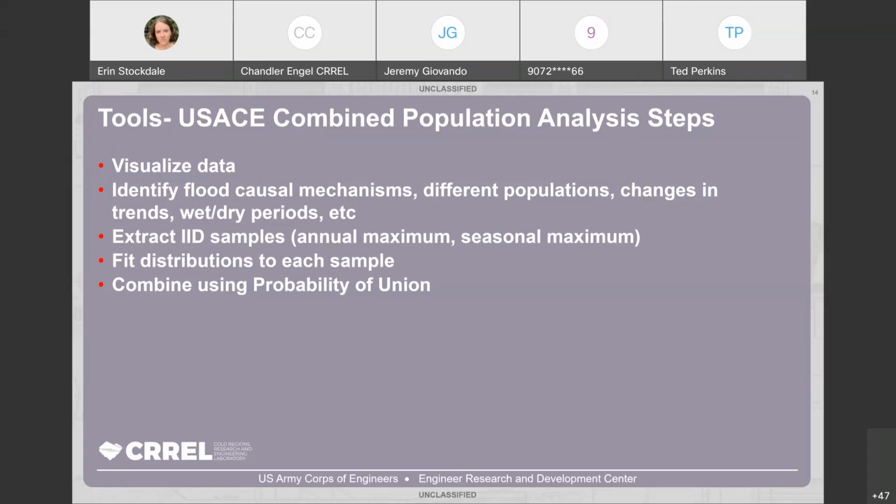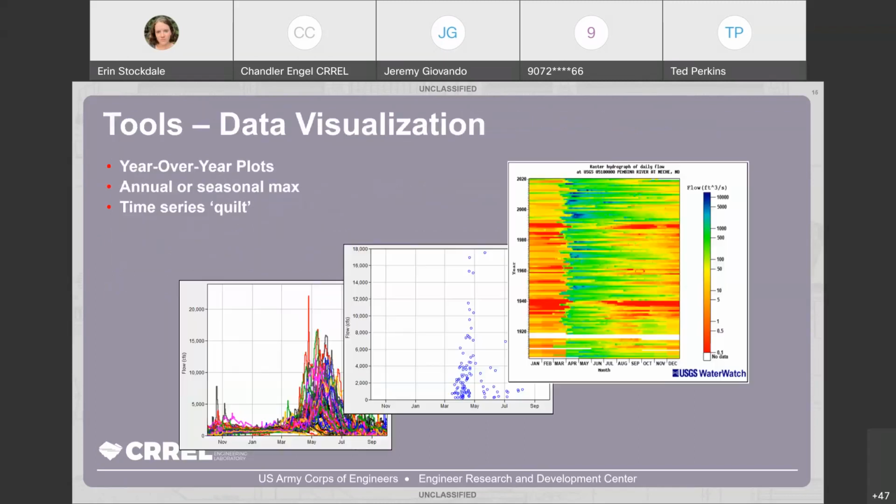And then basically fitting distributions to these samples once you've separated them, and then using the probability of union to make your final stage frequency curve. So the data visualization tools in HEC-SSP have the year-over-year plots, which are kind of handy to be able to just look at.